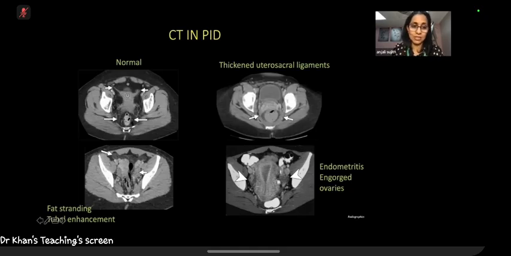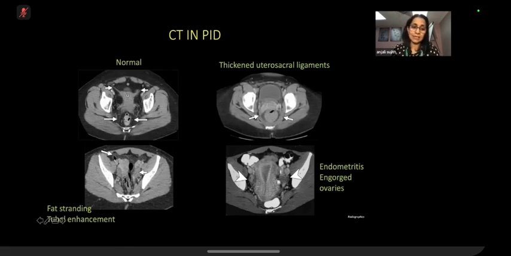So these are normal structures which connect the lower segment of uterus to the mid-sacrum. So what happens when there is cervicitis or endometritis? The inflammation spreads posteriorly and you can see thickening of the uterosacral ligaments.